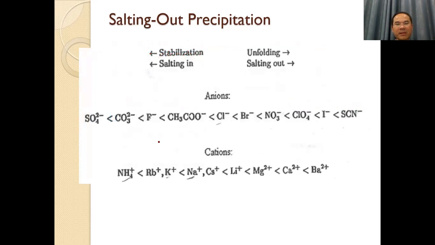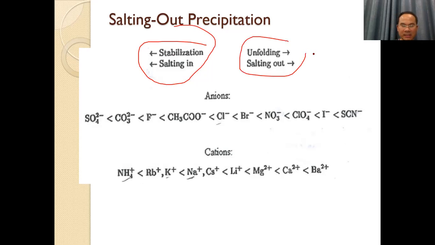And also, we have another example for anionic. This case is salting in, and this case is salting out. For salting in, if we add it, the solubility will increase. For salting out, solubility will decrease. For this anionic.